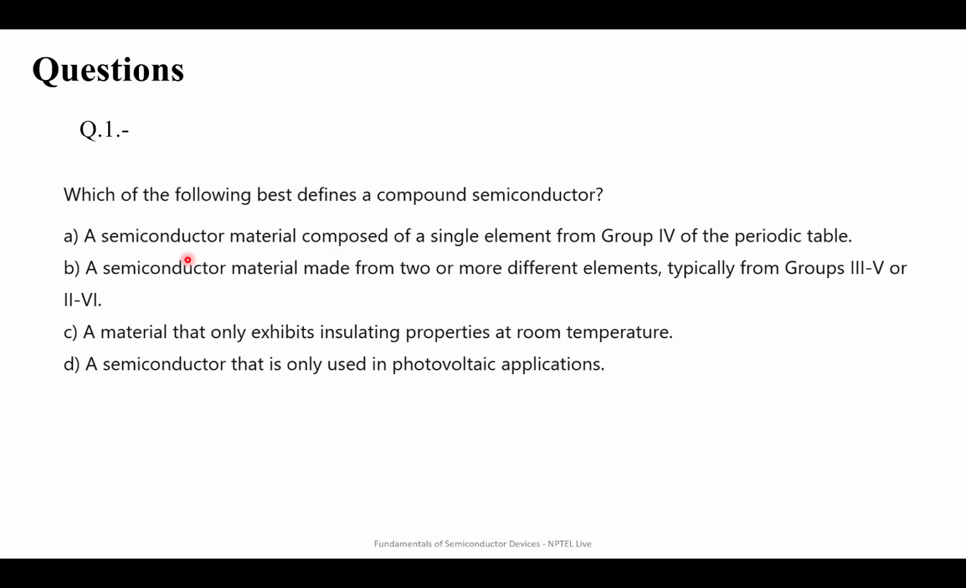So first question, which of the following best defines a compound semiconductor? A, a semiconductor material composed of a single element from group 4 of the periodic table. B, a semiconductor material composed of two or more different elements, typically from group 3-5 or group 2-6. C, a material that only exhibits insulating properties at room temperature. D, a semiconductor that is only used in photovoltaic applications.